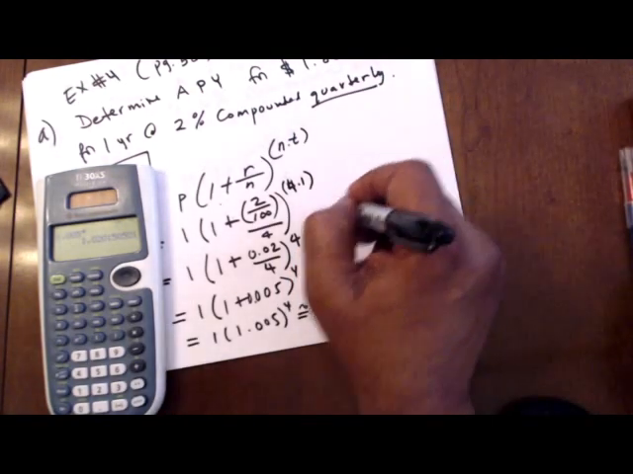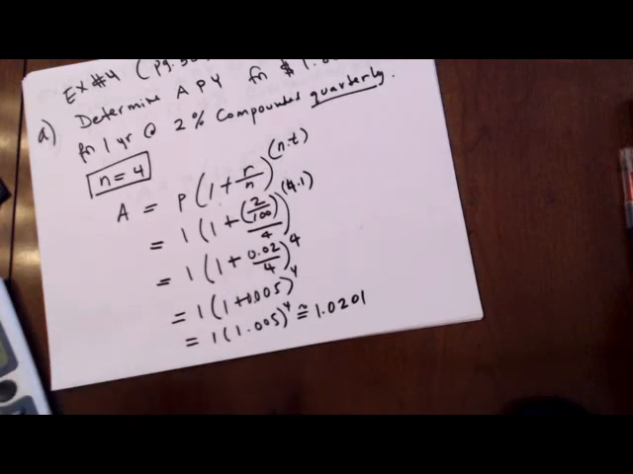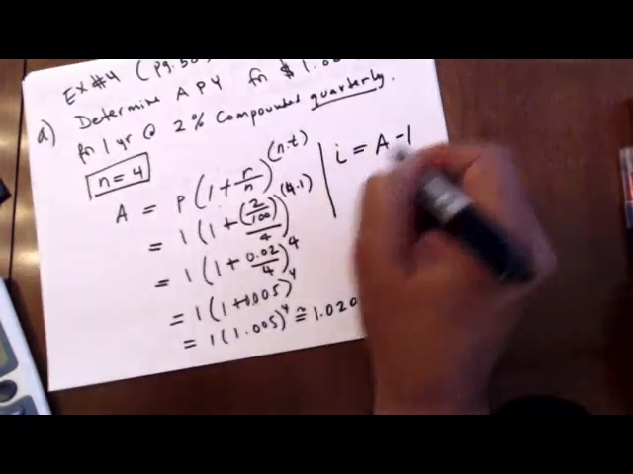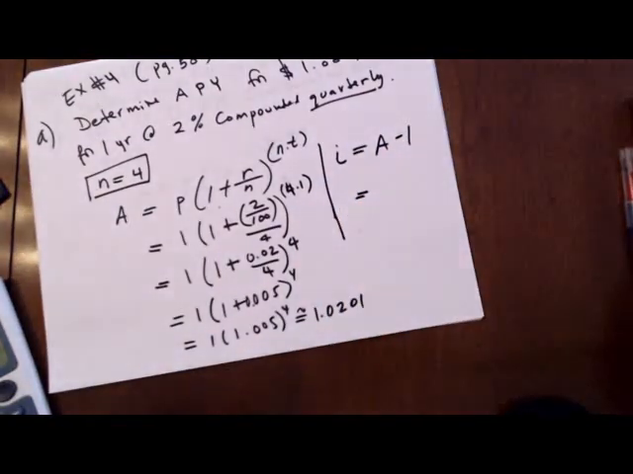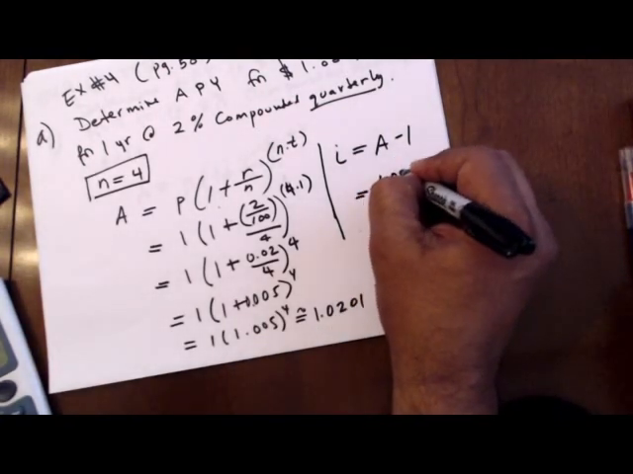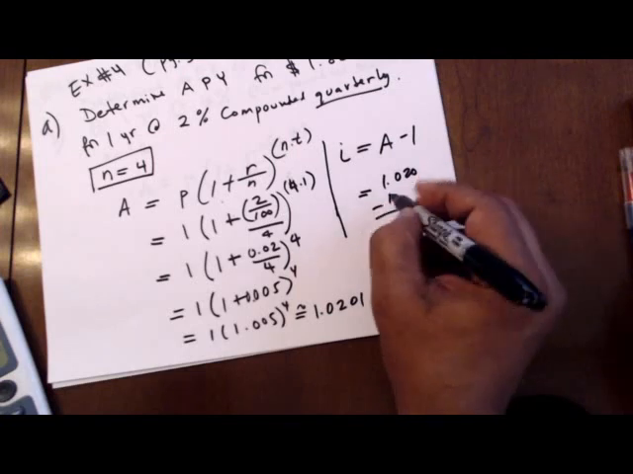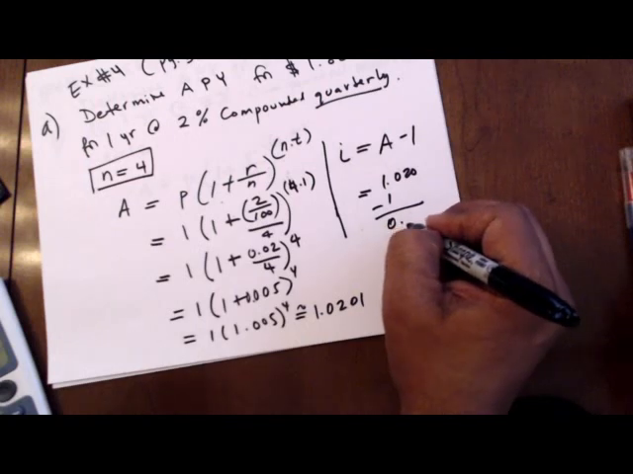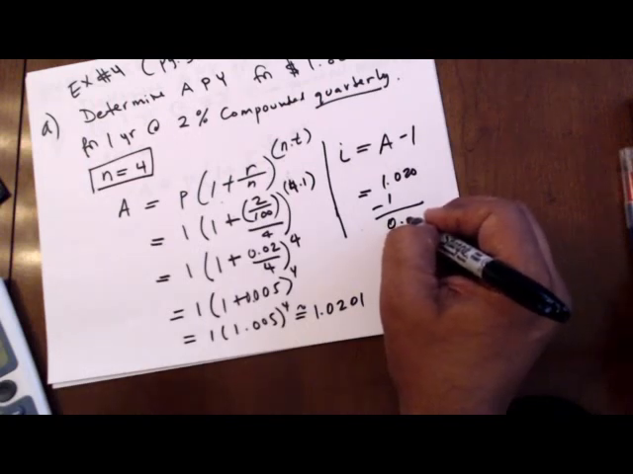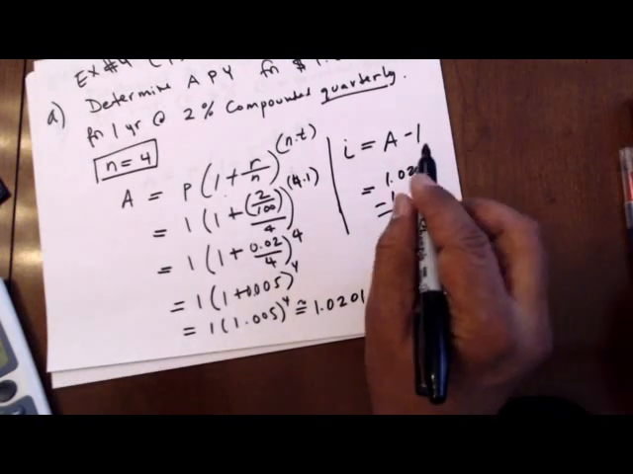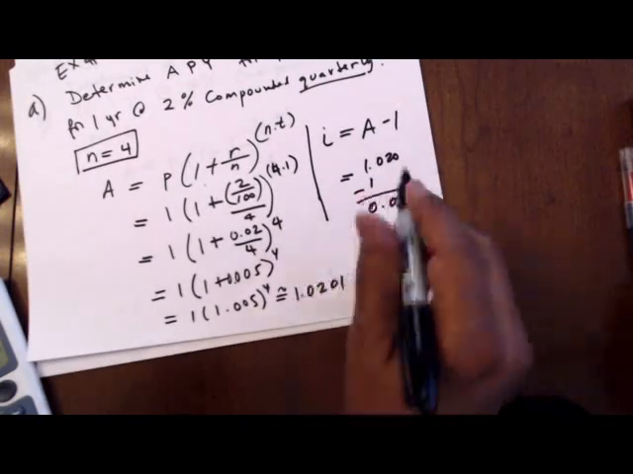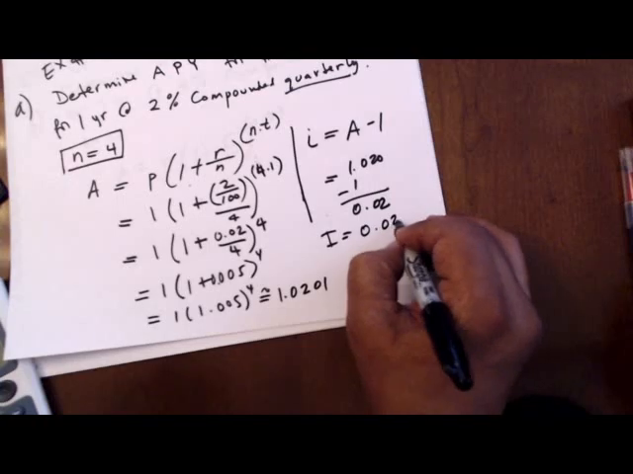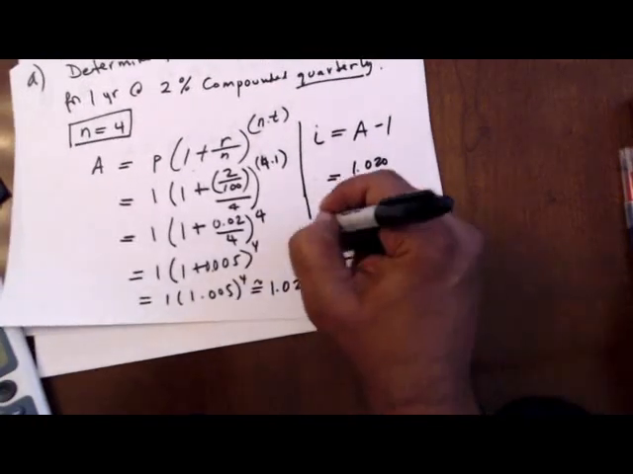And then to be able to do the calculation that we have been asked at the end, we say that the interest is going to be equal to A minus the $1 that we invested. So it will be 1.020 minus 1, the $1 that we invested. So basically this is going to be equal to 0.02, and you can leave it at that. That would be your answer for the interest. The interest would be 0.02. And that would be your answer right there.